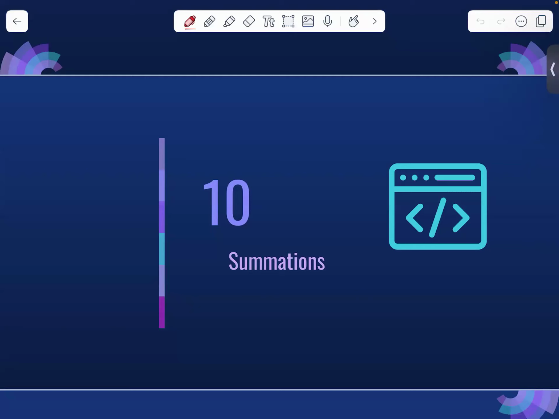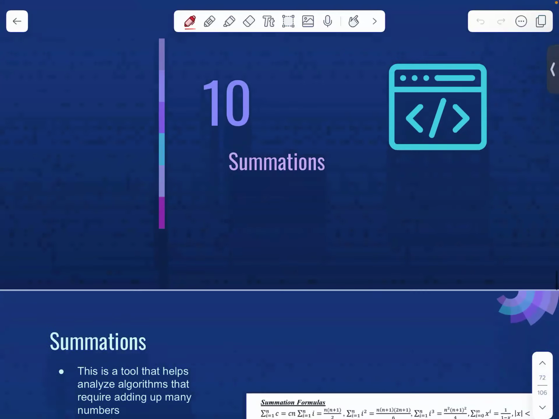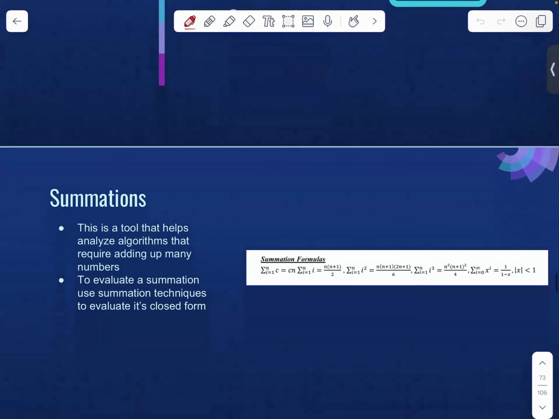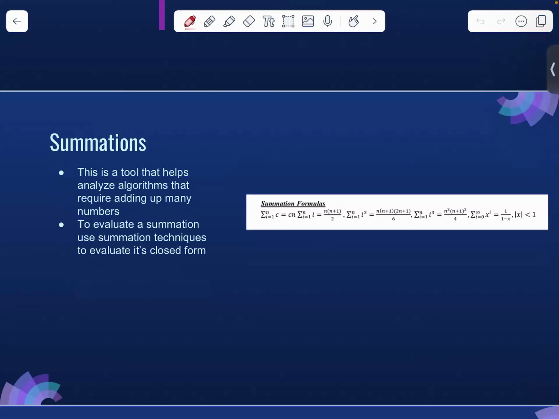Summations are basically a really good tool for evaluating series or sequences that involve a lot of adding up numbers, or sometimes multiplying numbers, which I have seen before, but I wouldn't worry about it too much because, as you'll see, they only give you the closed forms for addition summations. So what you're going to do when you see a summation is manipulate the values to try to get it to one of these forms.